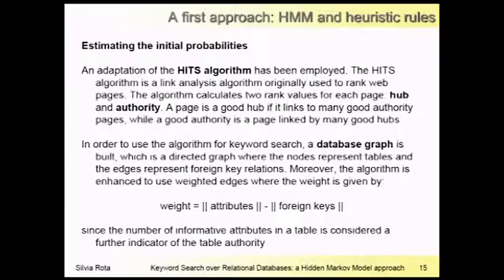Basically, a node in a graph has a good authority score if it is a good information content. And we use a special database graph to calculate these probabilities, in which the nodes are the tables in the database and the links are the foreign keys. What we calculate is the authority of tables: what are the most important tables inside the database? We also use a modified version of the algorithm with weighted edges. The weight is given by the informative attributes, which are the attributes that are not links. Foreign keys are considered links to other tables.